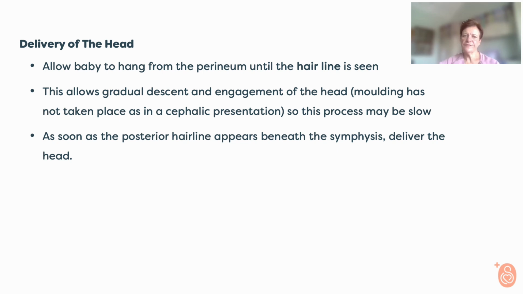Now the delivery of the head. Now we again allow the baby to hang, hands off. We still don't pull at all. We allow the baby to hang by its own weight, because when it hangs by its own weight, it helps with the descent and engagement of the head, and then also it helps to keep the head in flexion, which makes the diameter that's being born so much smaller. And then as soon as the posterior hairline appears beneath the symphysis pubis, we deliver the head.